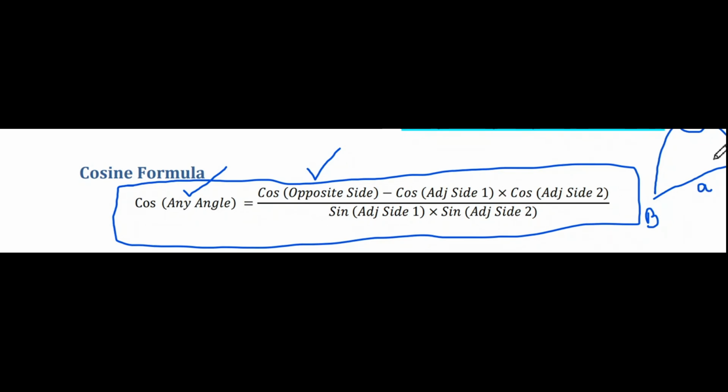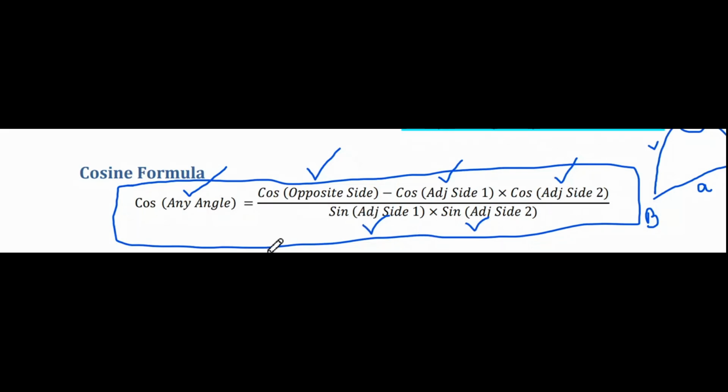That's the opposite side. And which will be the adjacent sides? AC and AB, sir. Very good. So AB and AC, or you can also call them small b and small c. So this formula basically tells us cos of any angle is equal to cos of the opposite side minus cos of adjacent side 1 multiplied by cos of adjacent side 2, whole divided by sine of adjacent side 1 multiplied by sine of adjacent side 2.